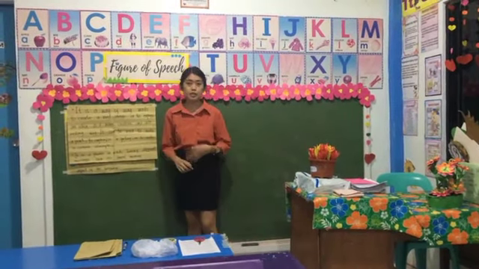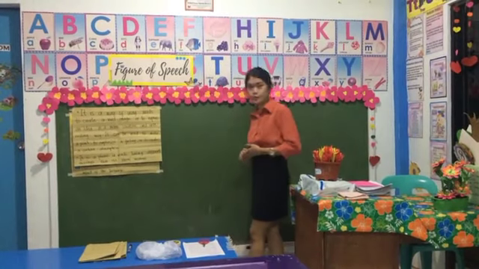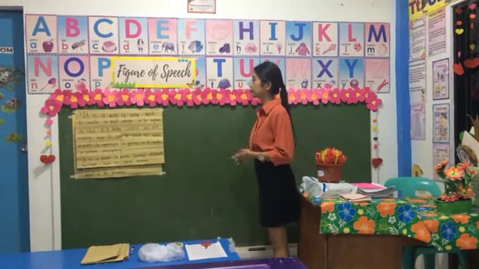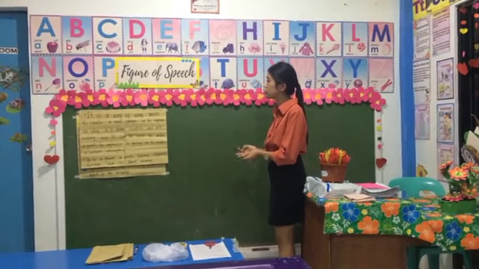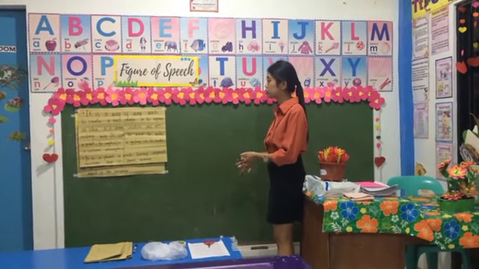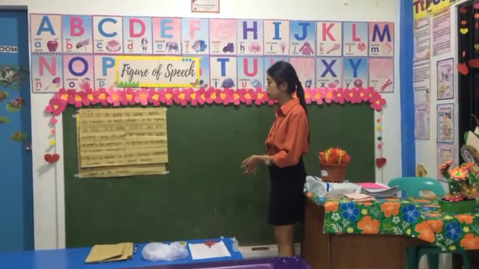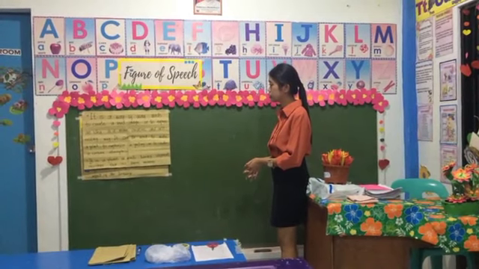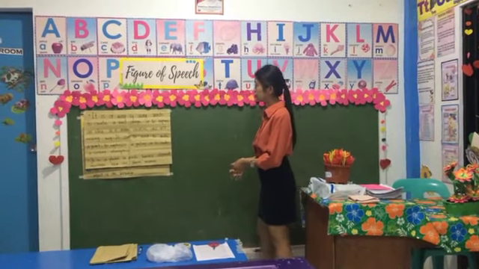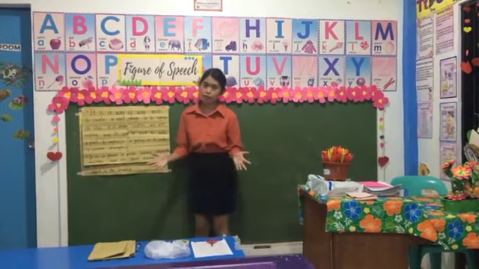Alright, so can you please read the definition of figure of speech? It is a way of using words to create a vivid image or to express an idea in a more creative and interesting way. It can be used to make a point, to emphasize a feeling, or to create a certain atmosphere. Okay, very good.